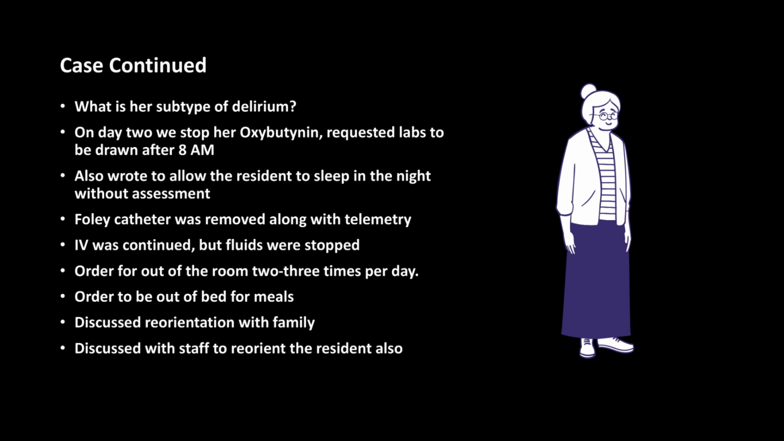Going back to what happened with our patient on the second day, we stopped her medication and requested lab draws to be done after 8 a.m. to allow the patient to sleep. The resident also ordered that she be allowed to sleep throughout the night without assessment unless needed. The Foley catheter was removed along with any telemetry monitoring, and the IV was continued, but the fluids were stopped. The patient was also ordered to be out of the room 2 to 3 times a day and to be out of her bed for meals. The family was educated on reorientation of the patient, and reorientation was discussed with the staff as well.